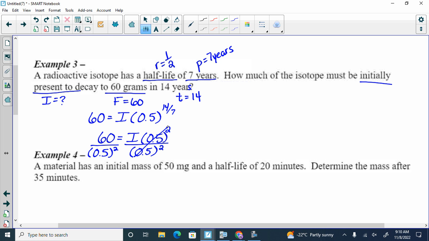So we get 60 divided by 0.5 squared, and it's 240. 240 grams.